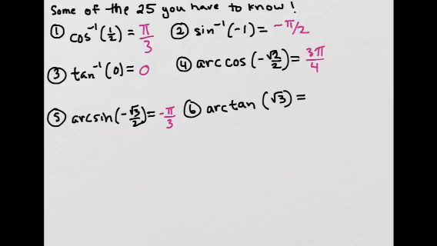Okay, and arc tangent of radical 3. Remember, this comes from radical 3 over 1, which is radical 3 over 2, like that. So it's pi over 3. So I asked you for a lot of pi over 3s. Okay, so that's this part.